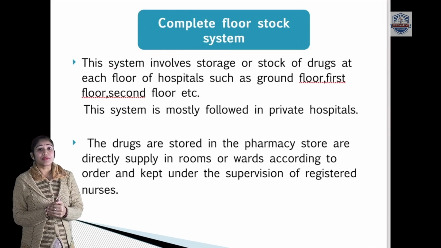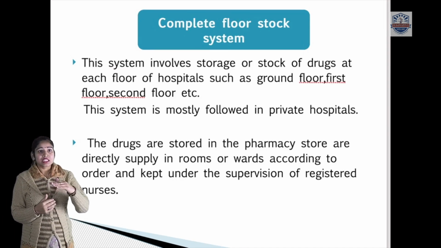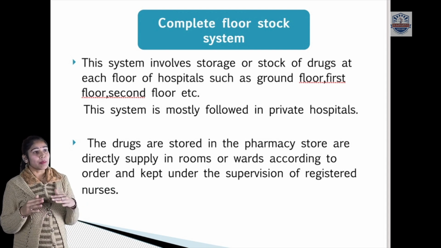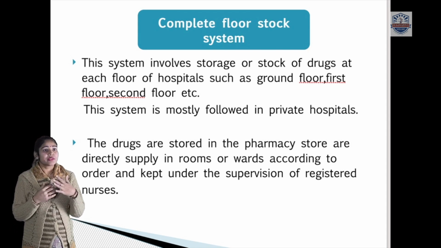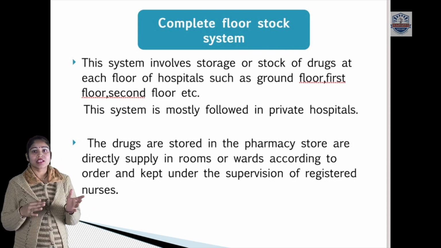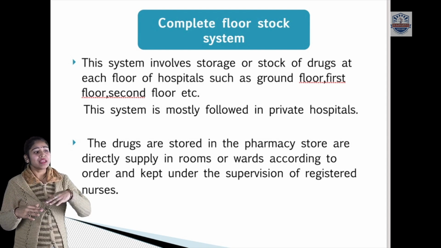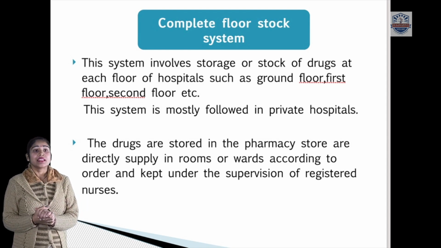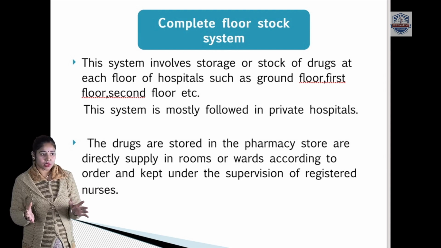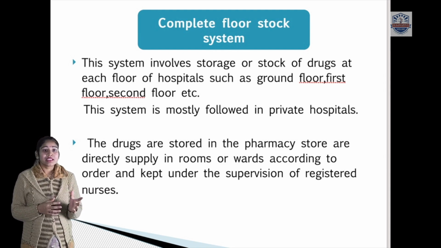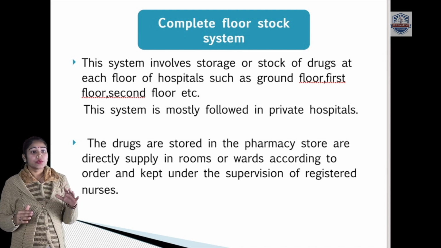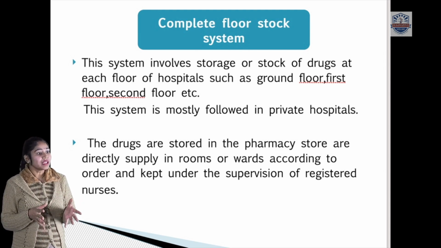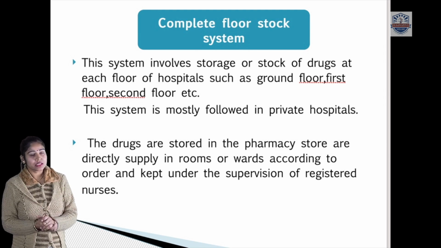The second one, complete floor stock system. This system is mainly applied in large hospitals, like those up to 500 beds, 1000 beds. This system involves storage or stock of drugs at each floor of the hospital, such as ground floor, first floor, second floor, and multi-storey buildings of hospitals. This system is mostly followed in private hospitals also. The drugs stored in the pharmacy store are directly supplied to rooms and wards according to the order, kept under the supervision of the registered pharmacist and registered nurses also.